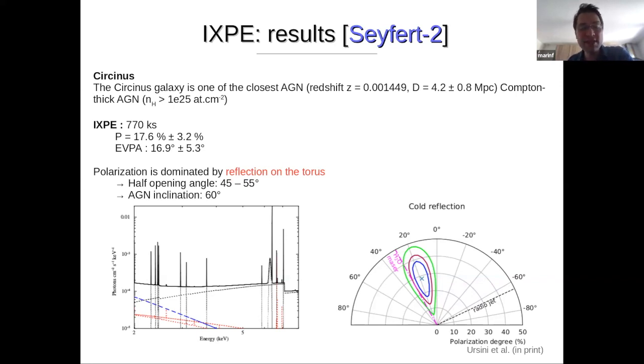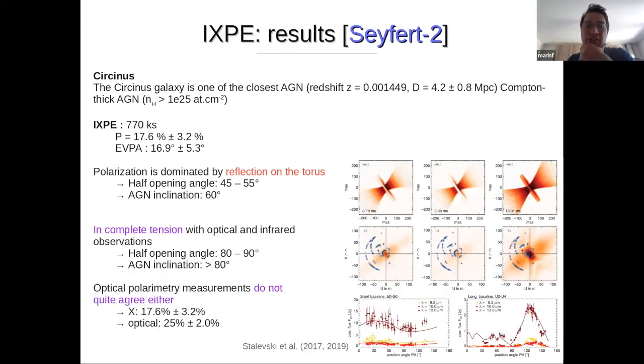This kind of data tells us that the AGN inclination should be around 60 degrees, and it gives a half opening angle for the torus of 45 to 50 degrees with respect to the equatorial plane. All of this comes from numerical modeling of X-ray polarization. But here, we are in complete tension with optical and infrared observations.